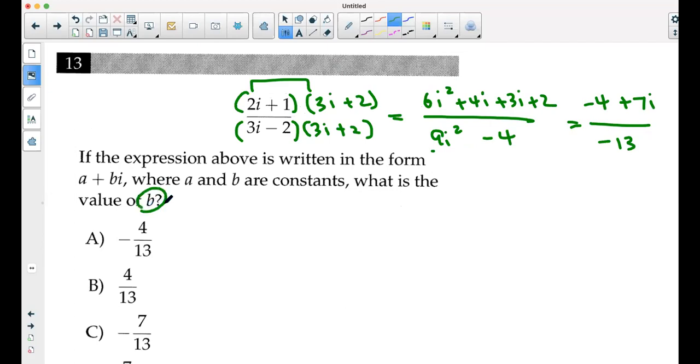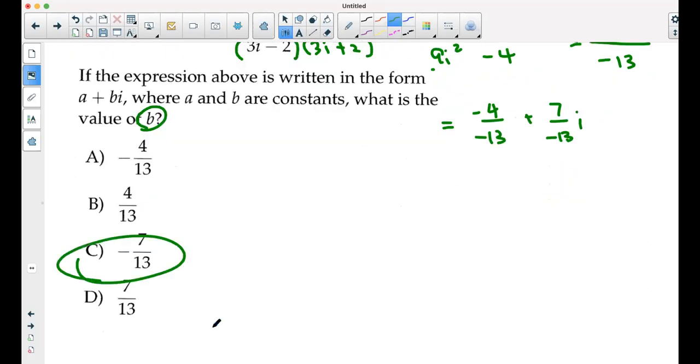The fact that they're looking for the value of b, the coefficient of i, means this could have been equal to negative 4 over negative 13, and then plus 7 over negative 13 i. I can separate them in that way. Then what's the coefficient b? That's negative 7 over 13, which is choice C. That becomes our answer. All right, so that's what we can do for this question. Now let's move on to the next one.